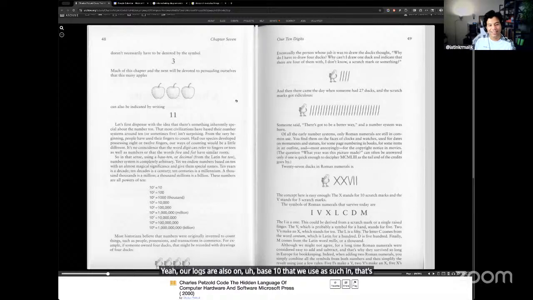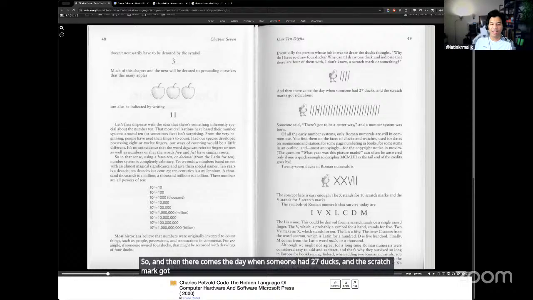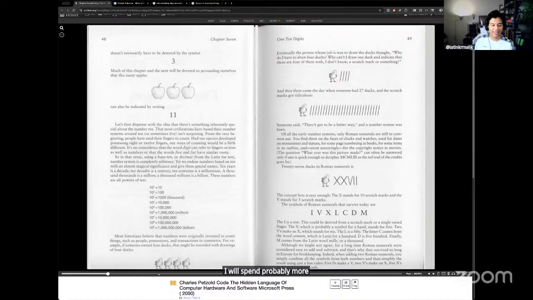That's correct. And then there comes the day when someone had 27 ducks and the scratch marks got ridiculous, because it's very hard to count them, and I would probably spend more time counting the marks than the number of ducks that are there. Someone said there's got to be a better way, and the number system was born.